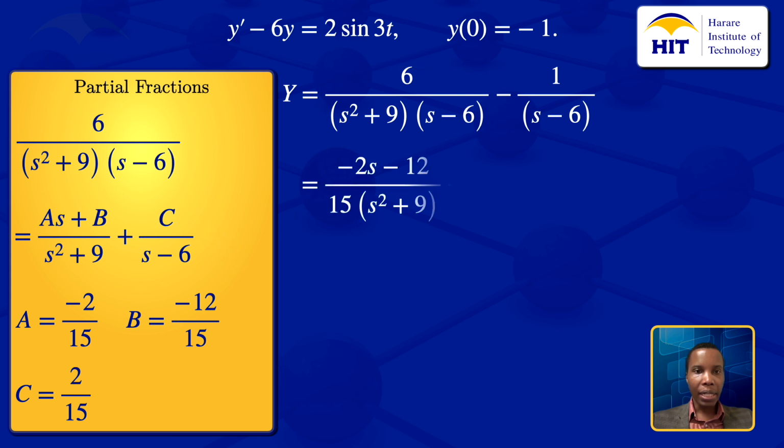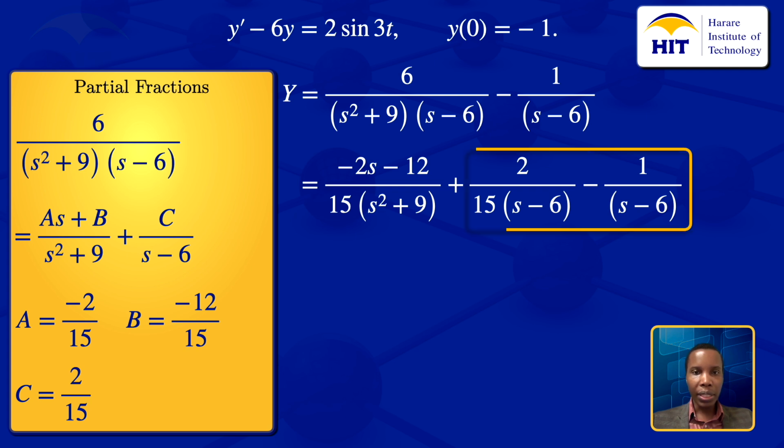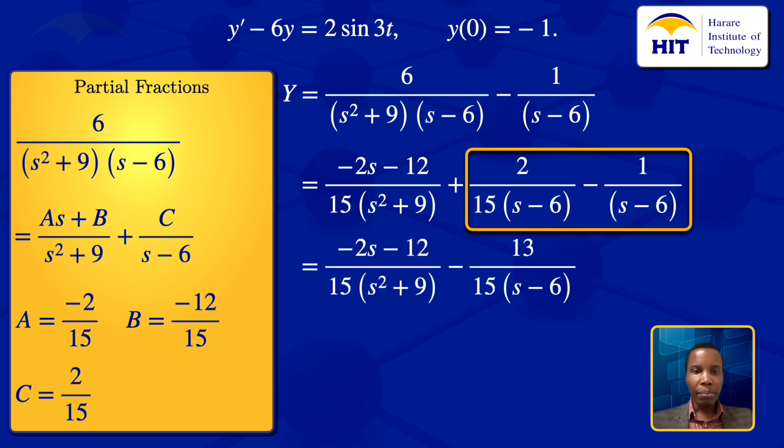We then go on and substitute these values here, so that we would have our expression becoming (minus 2s minus 12) divided by 15 times (s squared plus 9), plus 2 divided by 15 multiplied by (s minus 6), minus 1 divided by (s minus 6). But if you look at this part here, the denominator has an s minus 6. We can combine them so that it will simplify to minus 13 over 15 there. So our expression becomes (minus 2s minus 12) divided by 15 times (s squared plus 9), minus 13 divided by 15 times (s minus 6).